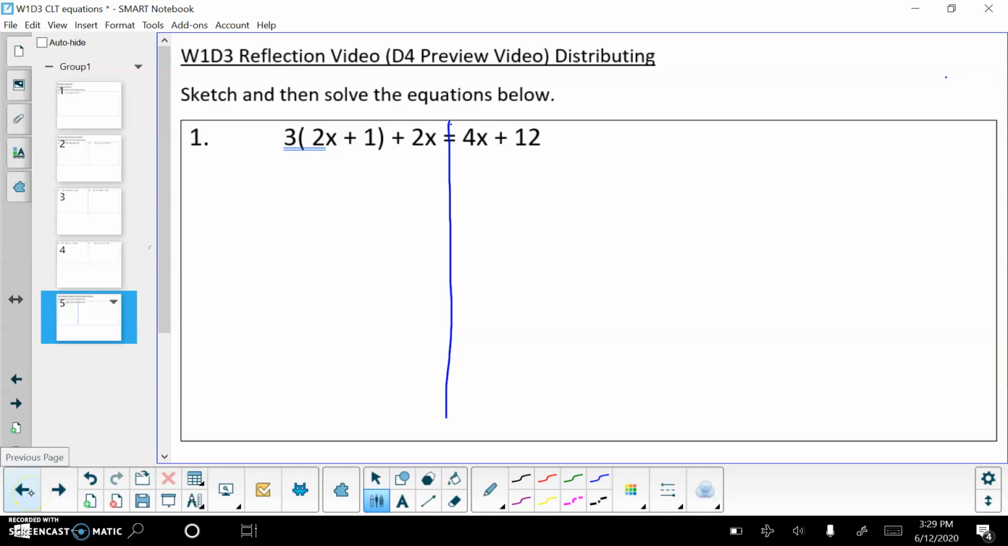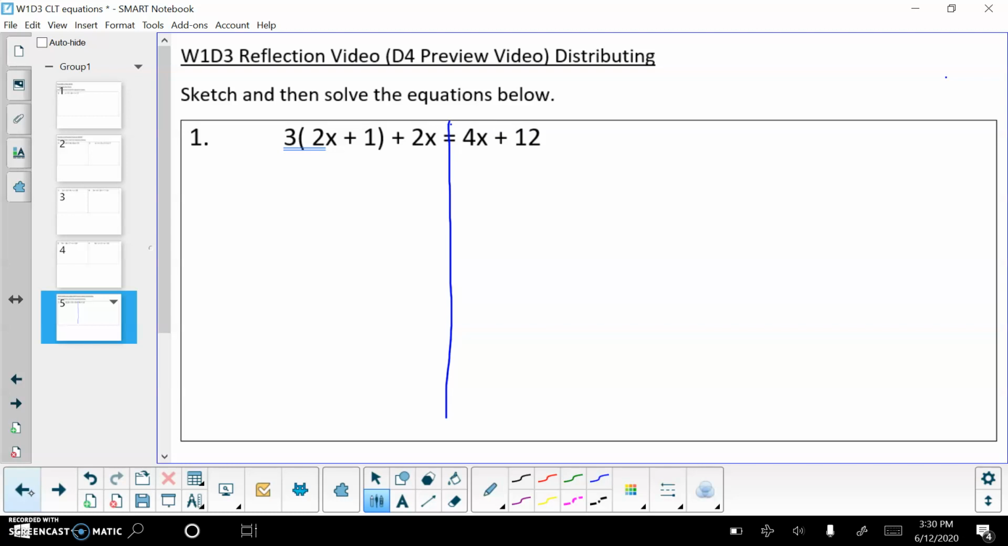Hello, this is our week 1 day 3 reflection video, and it's going to preview what you're going to be looking at tomorrow on day 4. If you look at this equation, there's parentheses in it, and that's going to involve a distribution. And yes, we can use the sketch method and sketch a distribution, and then the solving is just like on all the other days. So I'm going to show you how to sketch that distribution there.